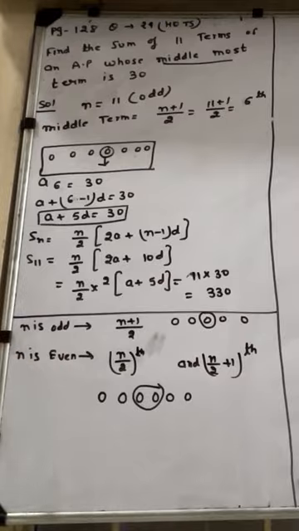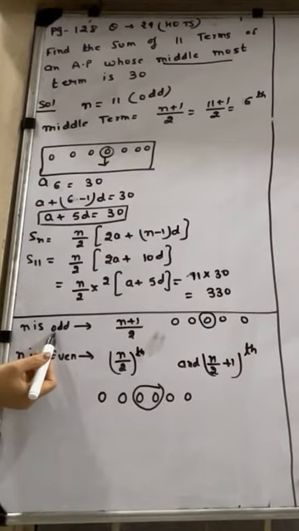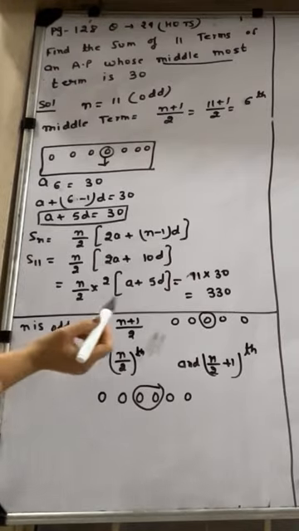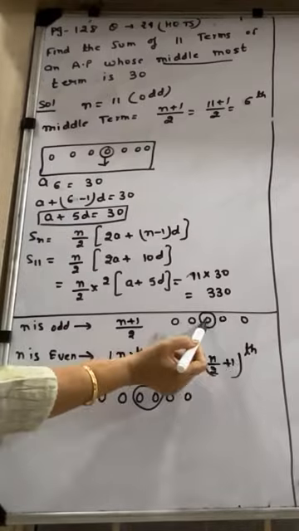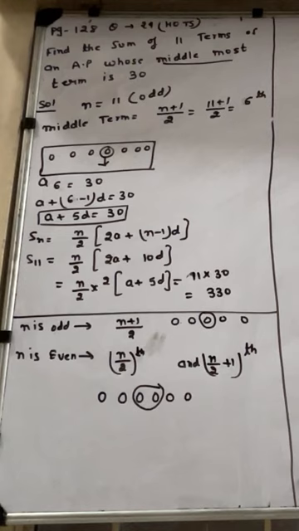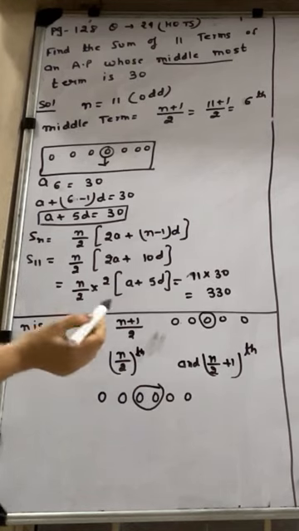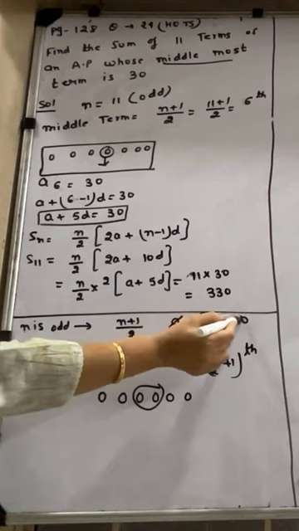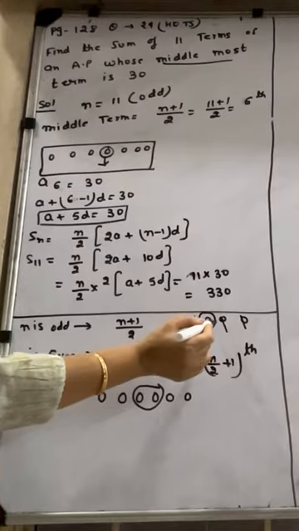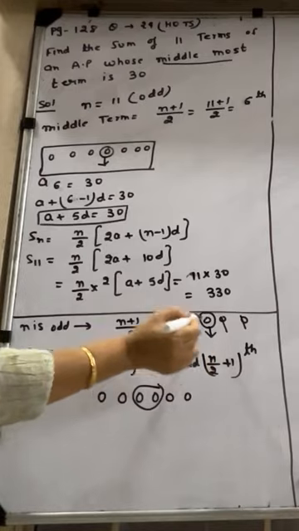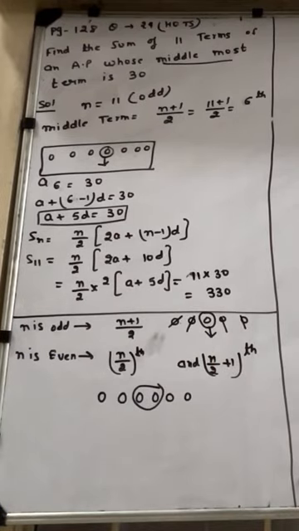First, look at here. If in an AP the number of terms is odd, look at here. 1, 2, 3, 4, 5. Can you see? 5 terms you have, which is odd. So who is at the middle? This will cancel with this. This will cancel with this. So can you see? Only one person will be at the middle if we have an odd number of persons, right?